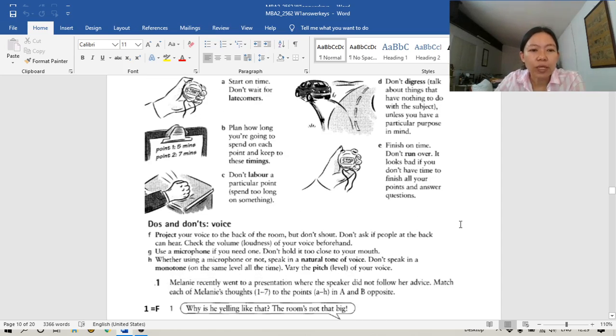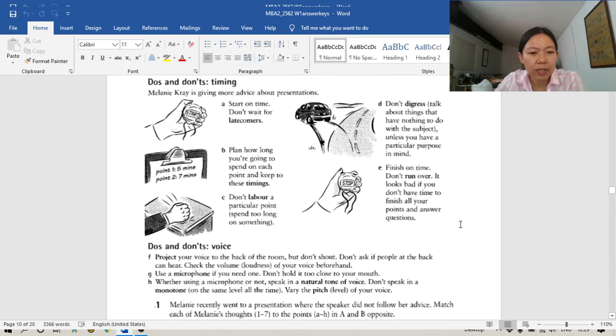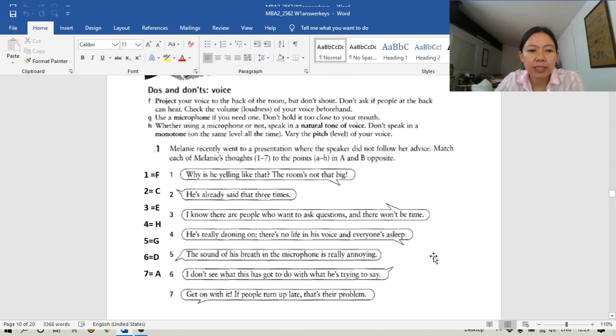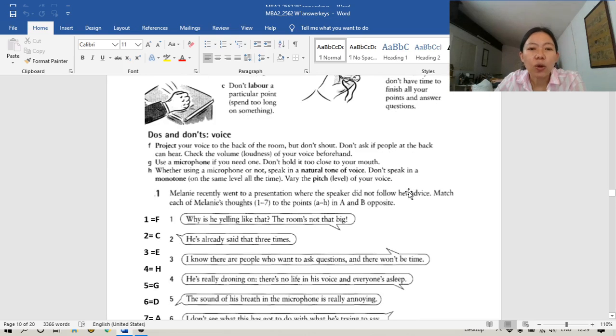In terms of voice, you should project your voice properly and use a microphone if you know that you have a soft voice, and also speak in a natural tone of voice. Below is the exercise. The people here do not follow the advice above, so they have a problem when they're giving a presentation.